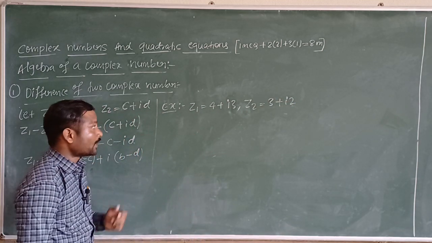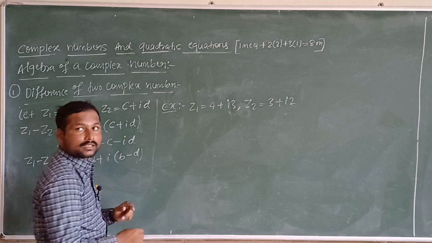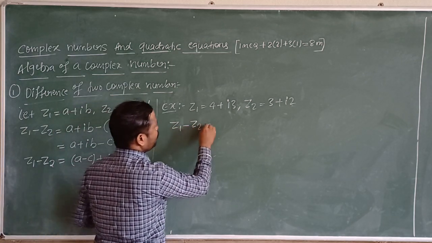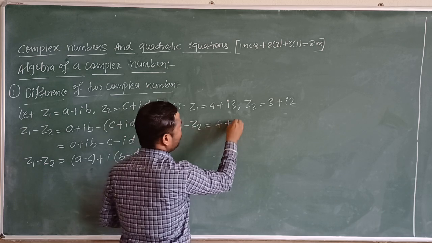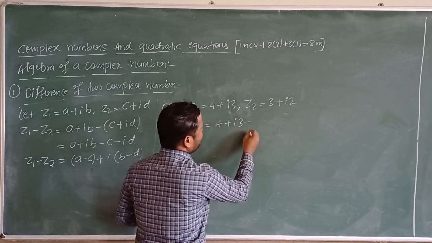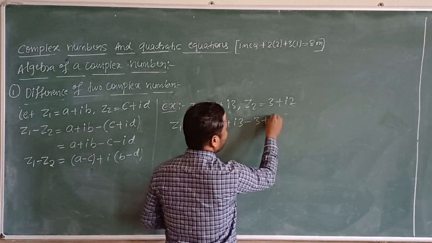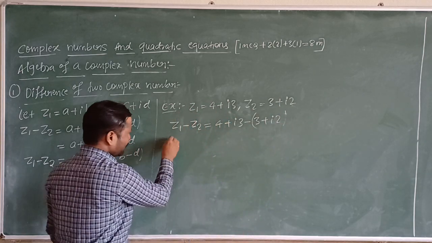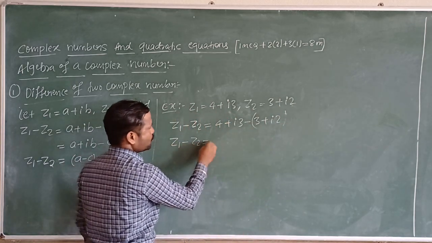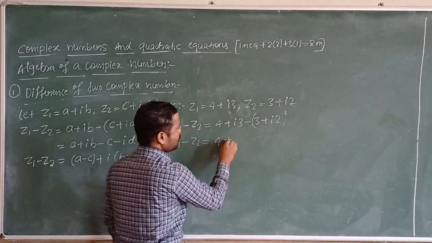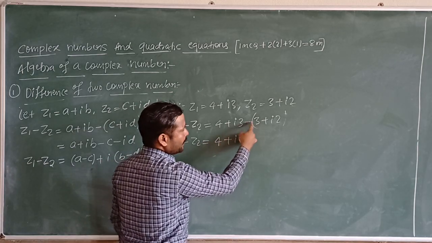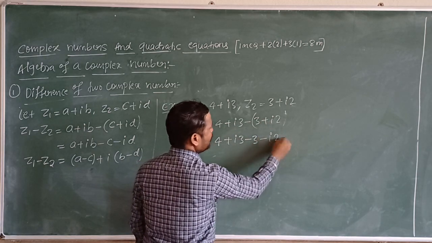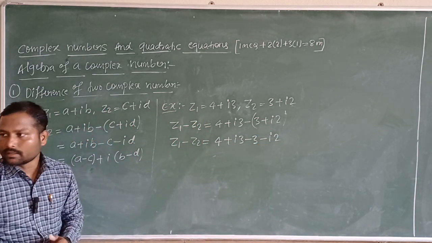Now let us do the difference. z1 minus z2 is equal to 4 plus i3 minus 3 plus i2. So z1 minus z2 is equal to 4 as it is plus i3 as it is, minus into plus is minus 3, minus into plus is minus i2. That is z1 minus z2.